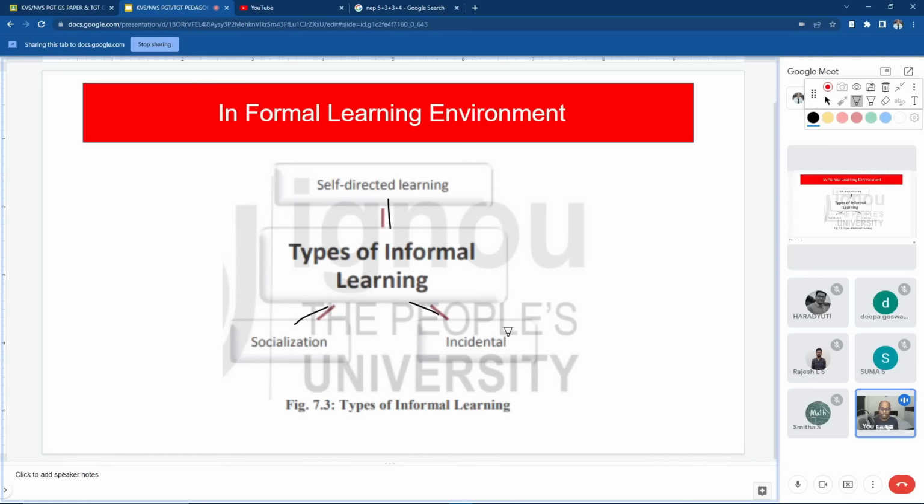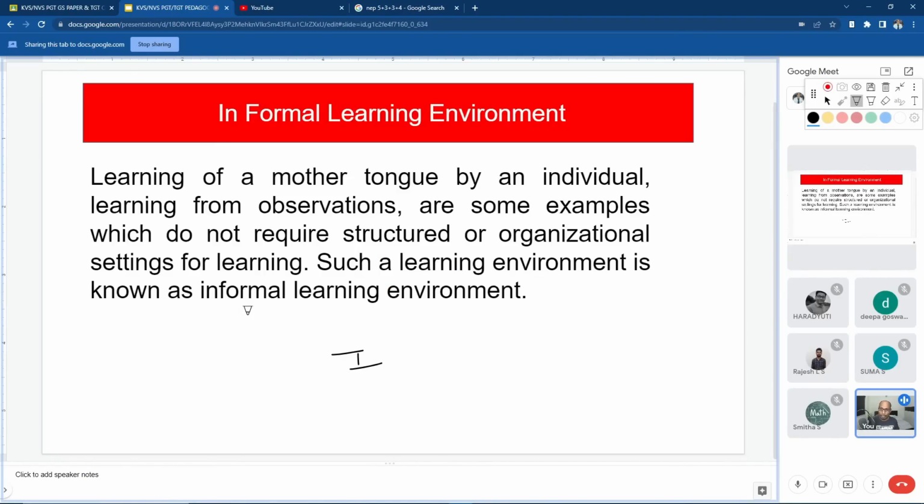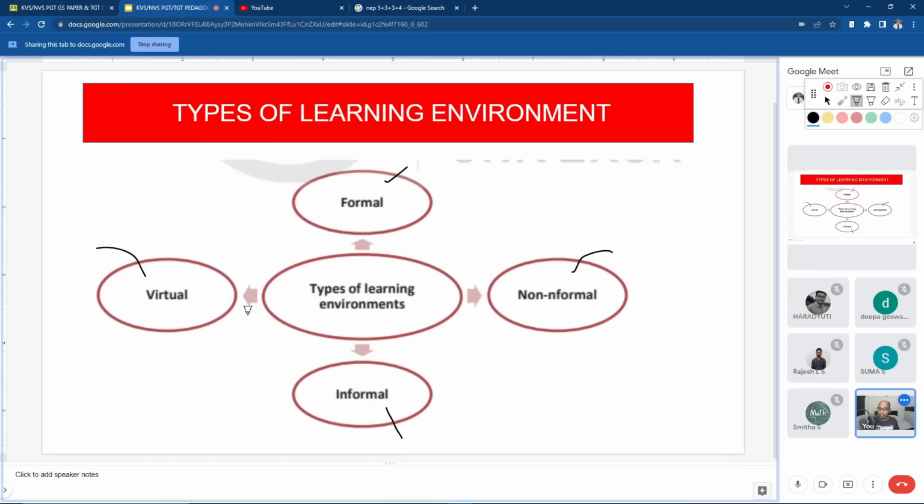Self-directed learning, you want to learn something in an informal learning situation. So that comes under informal learning situation. So there are three types of informal learning situations: self-directed learning, incidental learning and socialization. So this is the topic for types of learning.